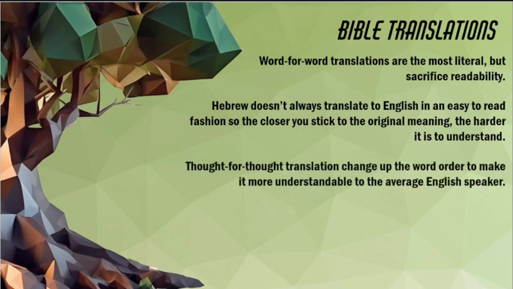A thought for thought translation changes up the word order to make it a little more understandable to the average English speaker. Sometimes they'll replace words or even add words so that you can have a clarification for what is actually being said, and so there are situations where it is not as close to the original text, but they're going for a more readable translation that's easier to just comprehend and understand. But you miss out on a lot of the word for word benefits that come from it.